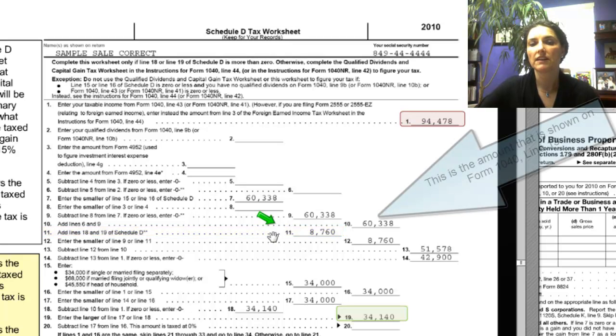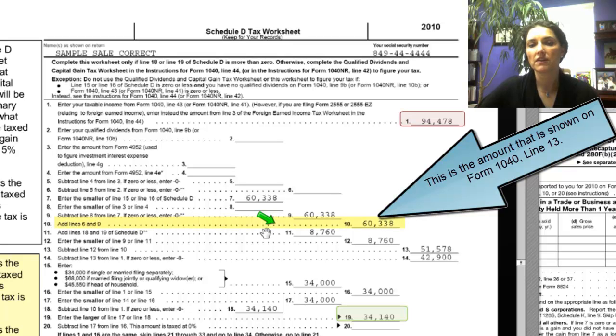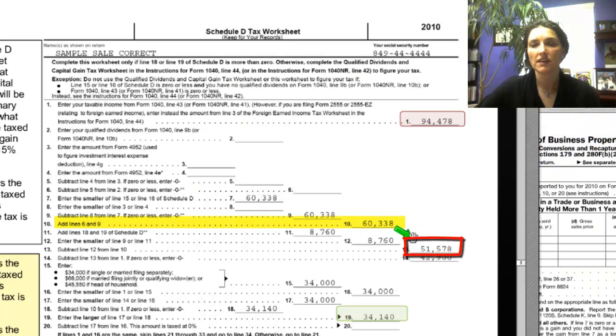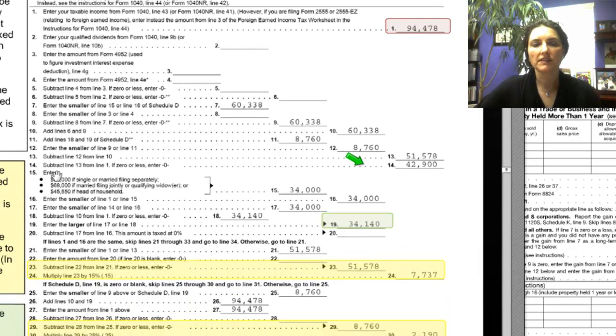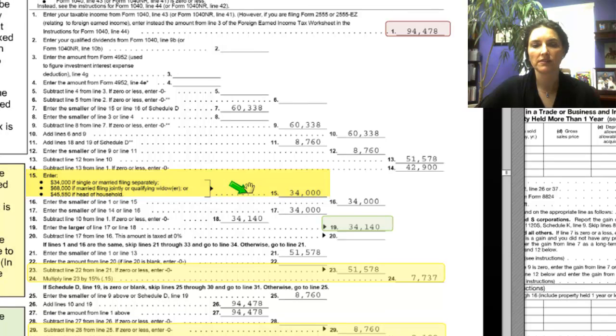We then subtract line 11, or the amount shown on line 11, from the amount of capital gains shown on line 13 of the Form 1040, and we get $51,578. And we then subtract the amount shown on line 13 from the amount shown on line 1 to get the amount shown on line 14. We then are asked to look to our filing status, and in this case we've provided you with a single filer, so the amount that we enter on line 15 is $34,000.